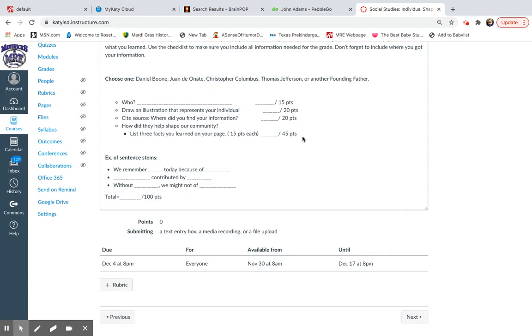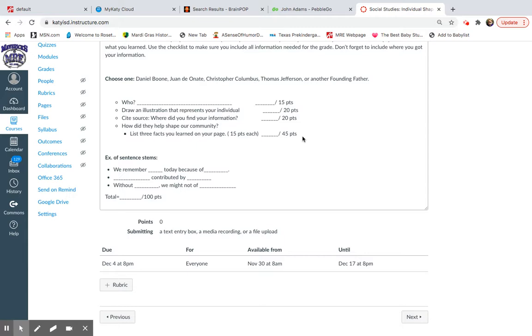Okay. And if you need help with some sentence starters, like, if I chose Daniel Boone, then I would say, we remember Daniel Boone today because of blank, or Daniel Boone contributed by blank, or without Daniel Boone, we might not have blank.